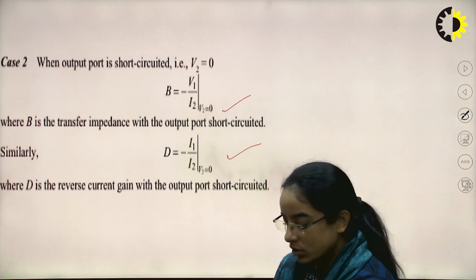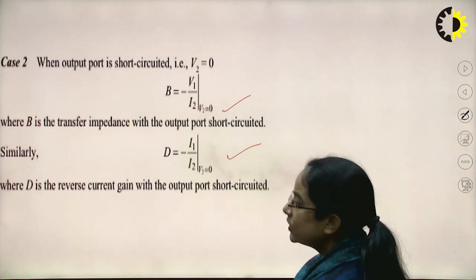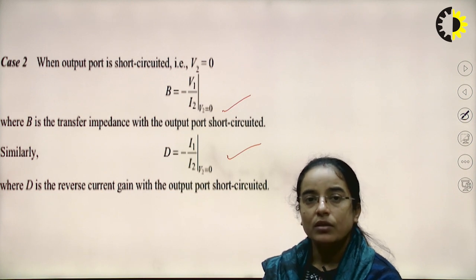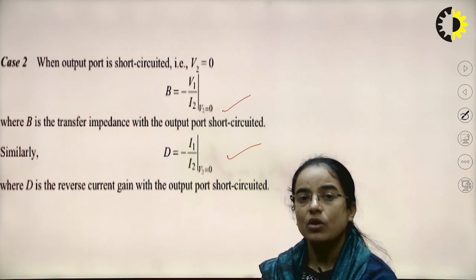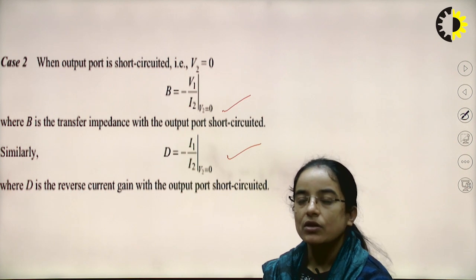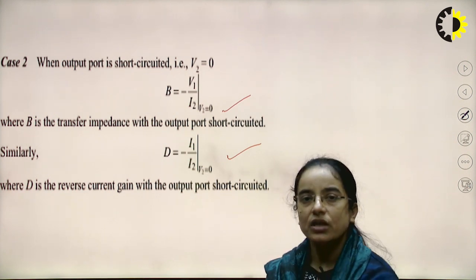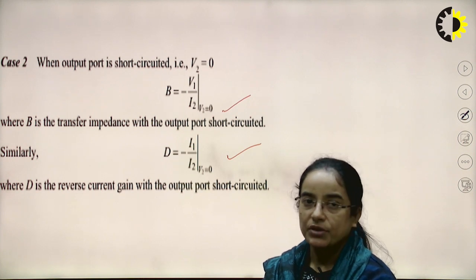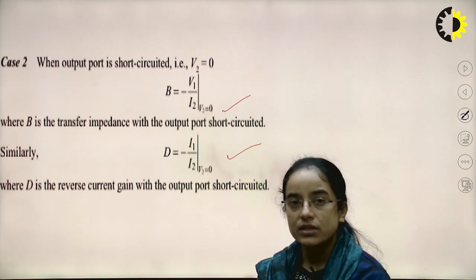So this is the discussion about the transmission parameter, or T parameter, or ABCD parameter, or chain parameter. In the next lecture, we will discuss numerical problems and the remaining two-port network parameters.